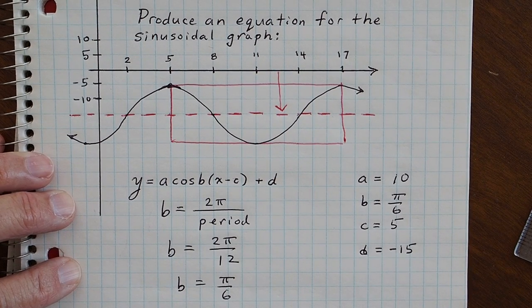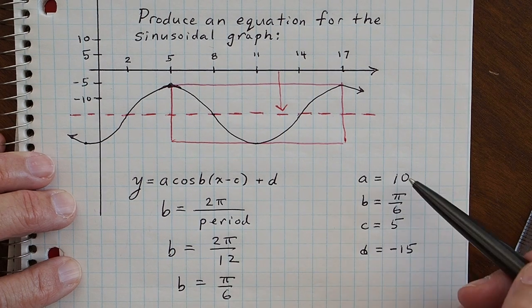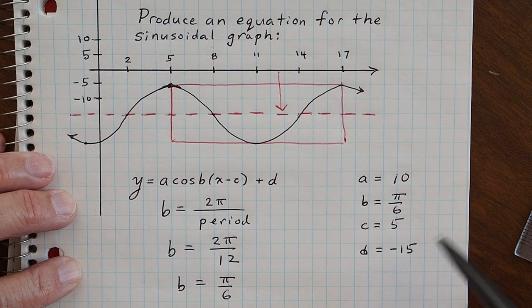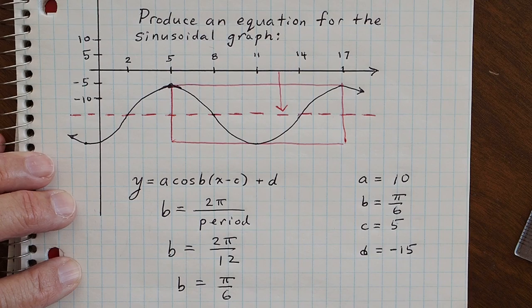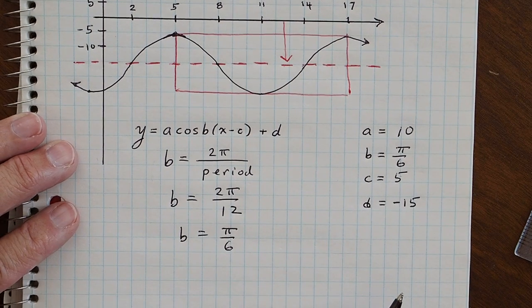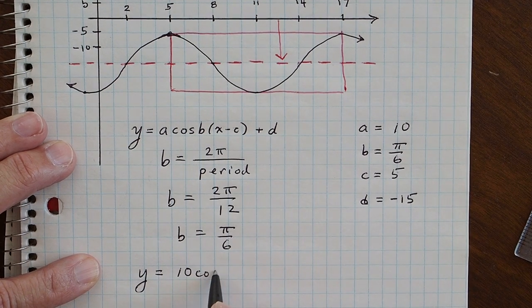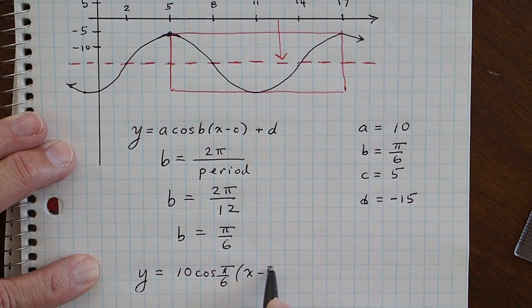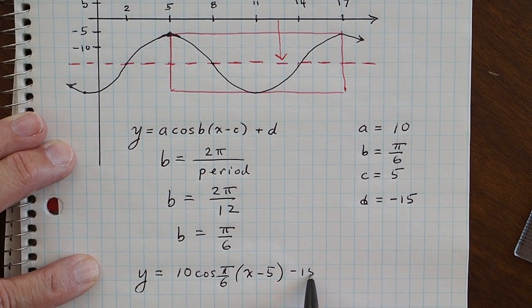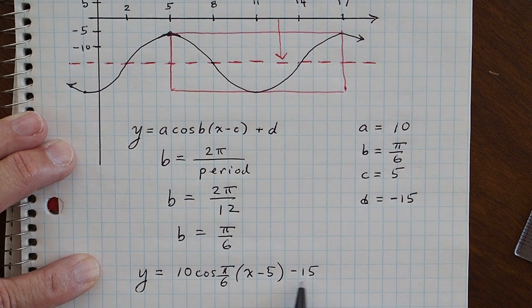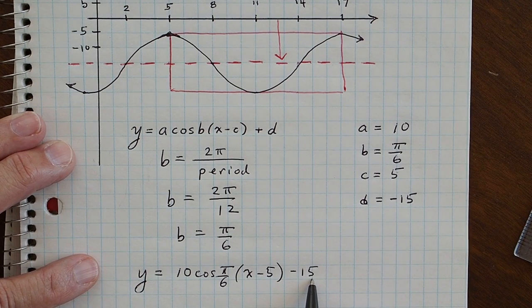And now we're just about finished. All we have to do is take these four values we've determined and plug them in these four positions, and we're finished. We have an equation for our graph. That would be y equals a cos of b times x minus c plus d, and it's negative 15, so we'll just put minus 15 there. And that's the equation of the graph, and that's all there is to it.